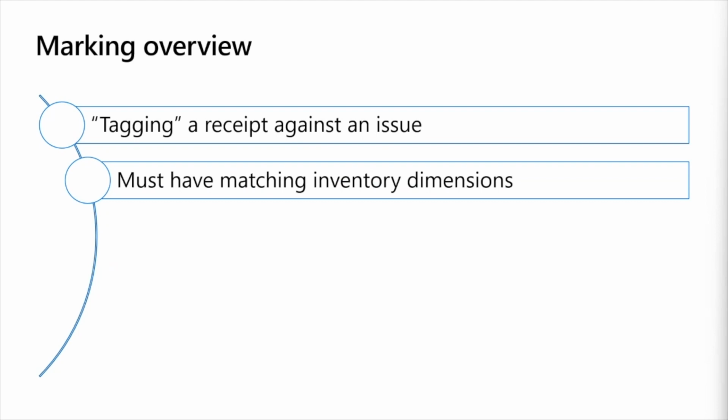the inventory dimensions must match on both transactions in order to mark two transactions together. For example, they must have the same size, color, style, site, warehouse, and so on.